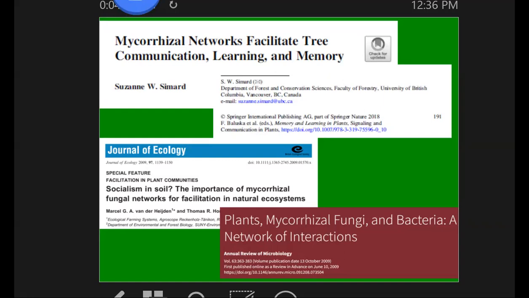And here are a couple of other snippets that I took of papers. Socialism in soil, the importance of mycorrhizal fungal networks for facilitation in natural ecosystems. And so this idea of an underground network and the mycorrhizal fungi that are facilitating all of that. So very, very interesting research.